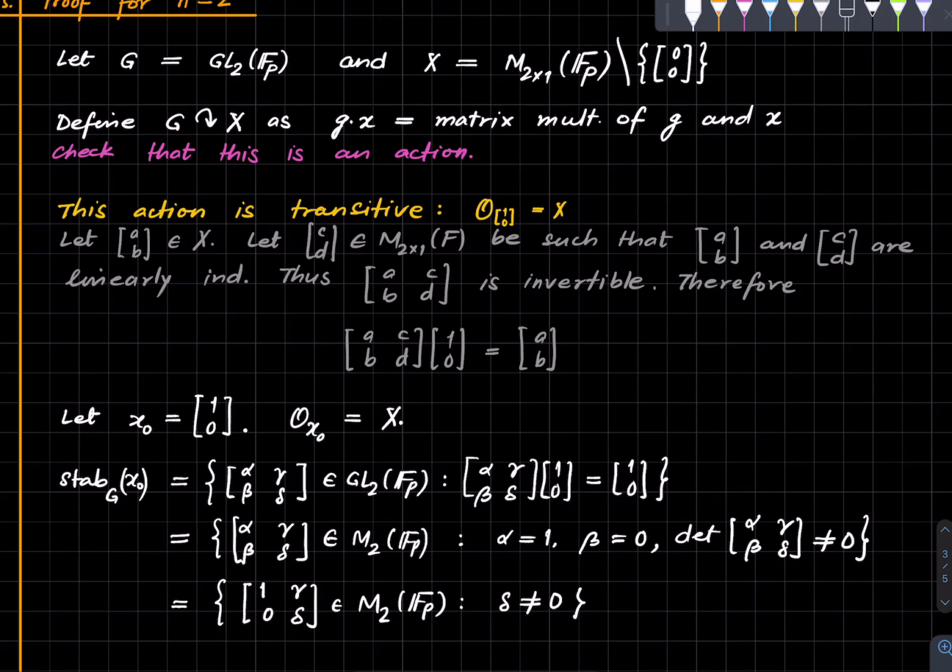And therefore, the size of the stabilizer is what? Here you can choose any non-zero thing from F_p, and here you can choose whatever you want from F_p by this characterization. So the size of the stabilizer is (p minus 1) times p: p minus 1 choices for delta and p choices for gamma.